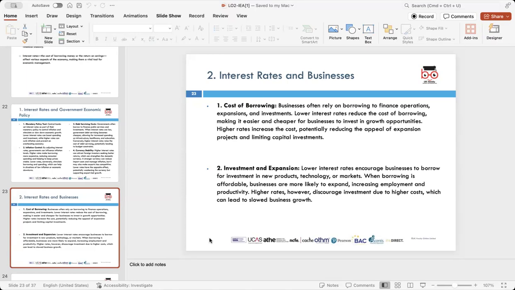Investment and expansion. The availability of cheap credit also encourages businesses to invest, innovate, and pursue growth opportunities. Companies are more likely to take on new projects when borrowing is affordable. In contrast, high interest rates reduce investment as businesses hesitate to take on costly loans, potentially slowing down overall economic progress.